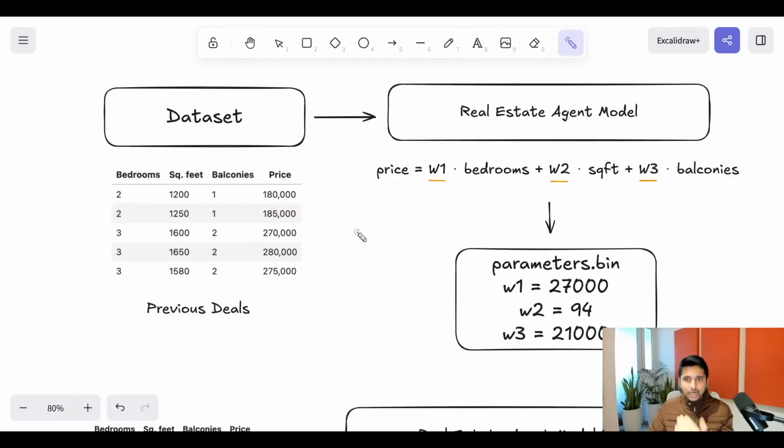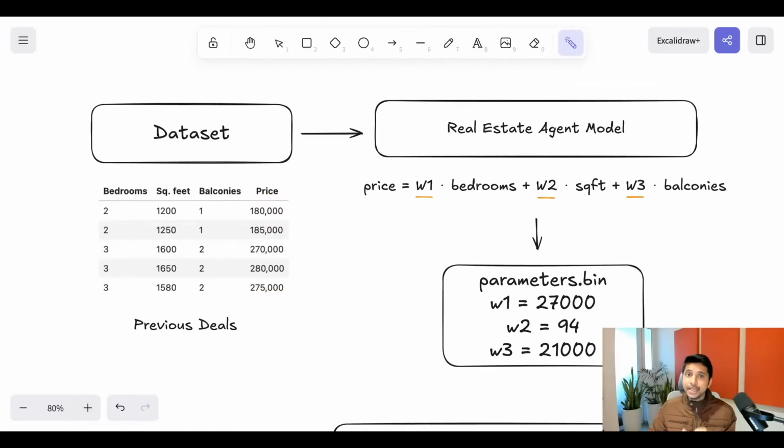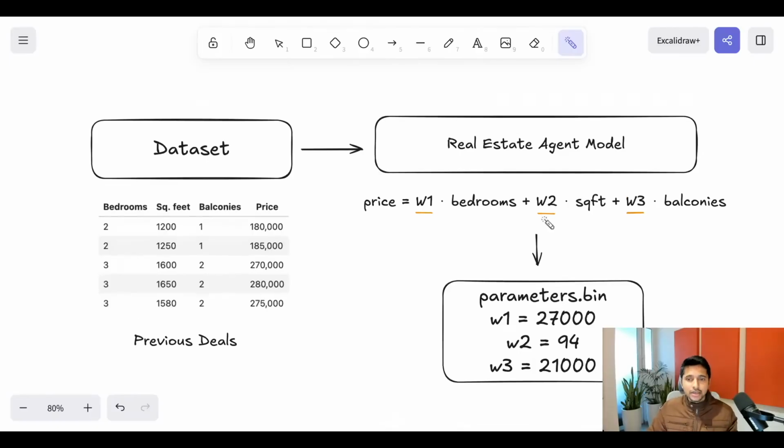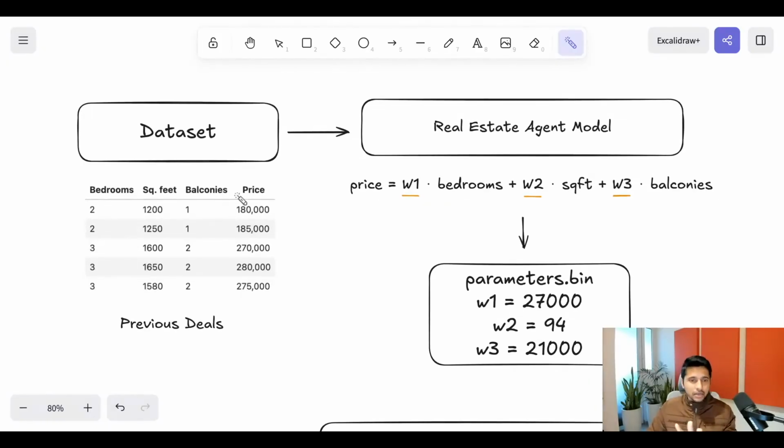Now, what the real estate agent can do is create a model in which they can write price is equal to w1 into bedroom, so there will be a multiplier for the bedroom, right? Similarly, there will be a multiplier for the square feet. Similarly, there will be a multiplier for the balcony as well, right? So w1, w2, and w3 are the multipliers, and they are the weights actually. So from the previous deals, somehow we will be able to infer, based on the experience, that for this data set we had these outputs. So these were the inputs and these were the outputs for that data set.